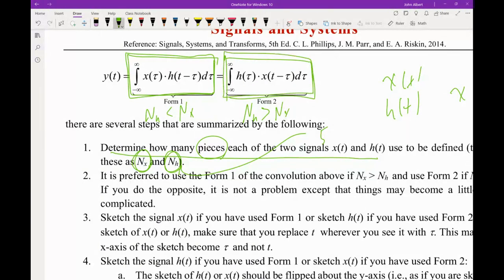It doesn't mean that if nh is greater than nx and you decided to use the first form, you'll get it wrong. No, it's perfectly okay. It's just that it will become slightly more complicated for you. If you understand the concept, you should be able to do it without any issue. Okay, Akhwan? Do you have questions so far?